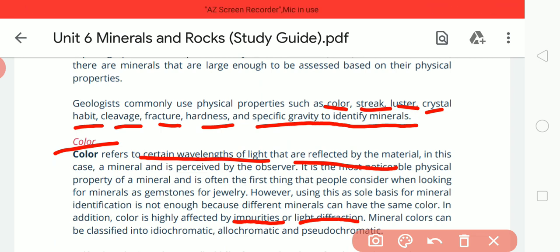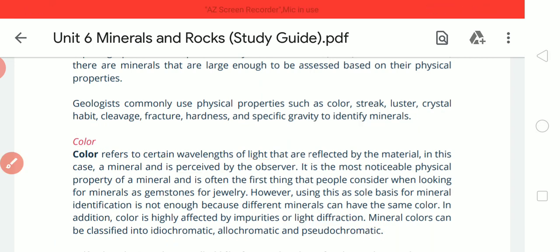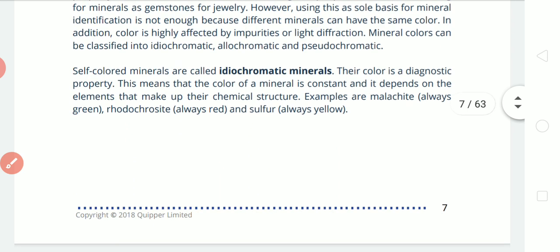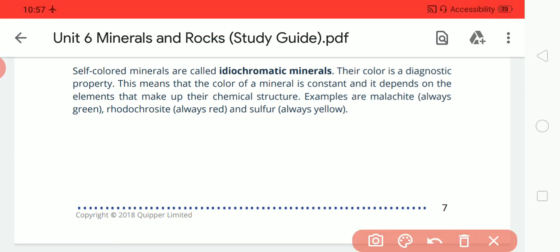Mineral colors can be classified into idiochromatic, allochromatic, and pseudochromatic. So, self-colored minerals are called idiochromatic minerals. That means the moment these minerals are born, or the moment these minerals are created, ito talaga yung totoong kulay niya. So, that's why it is called idiochromatic, or self-colored minerals.